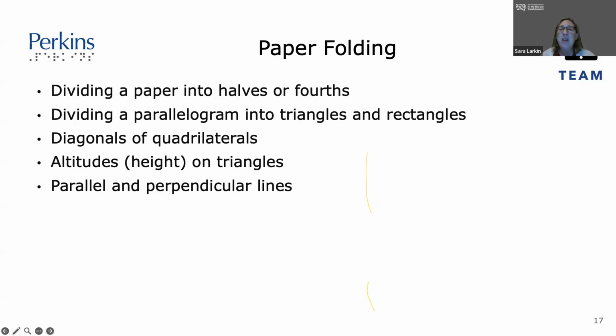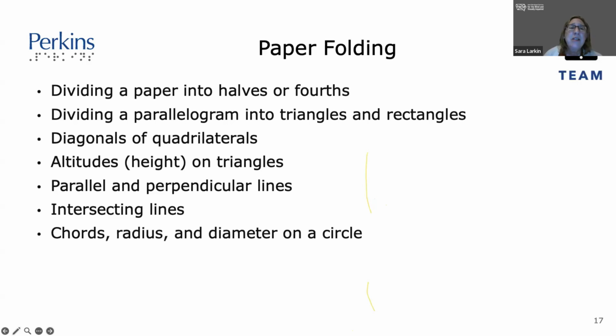Parallel lines and perpendicular lines are another thing that's really easy to place just those folds on using a piece of paper. Intersecting means instead of them going the same direction, they're actually going to cross somewhere, but they don't always cross at right angles. So what that difference looks like. I can even take a paper plate, which is a circle, and I can cut in a radius or a diameter or a chord and explore what those look like as well.